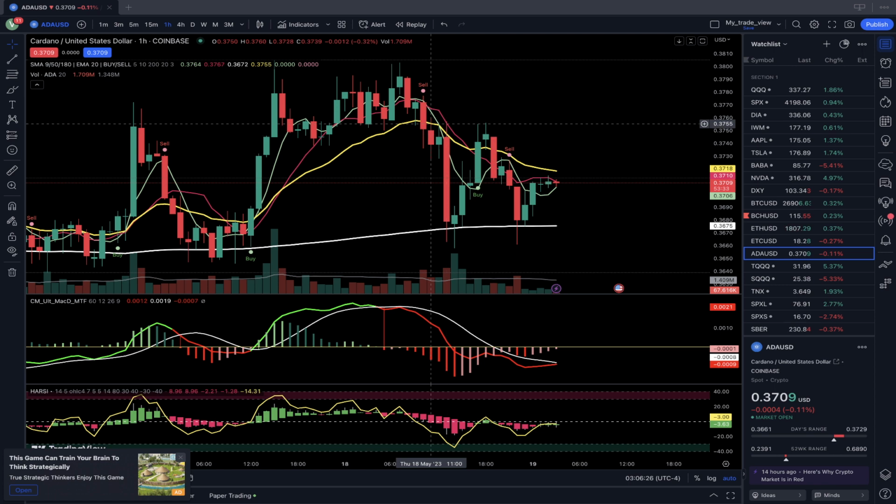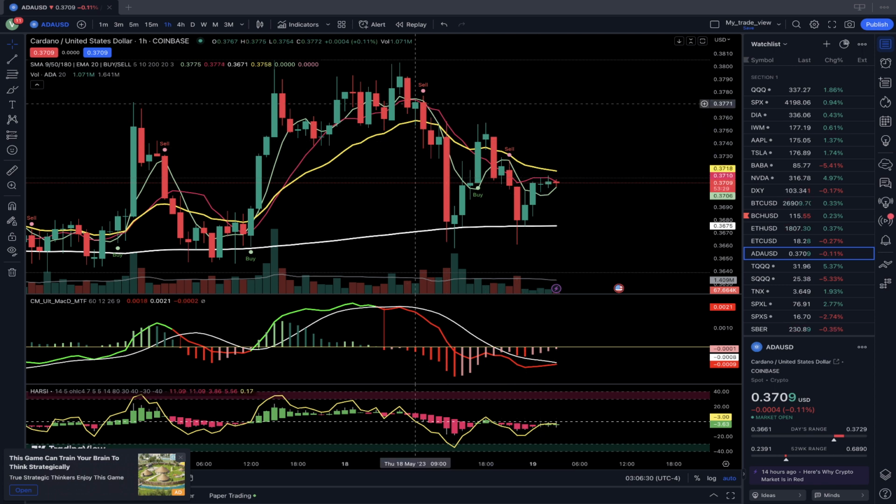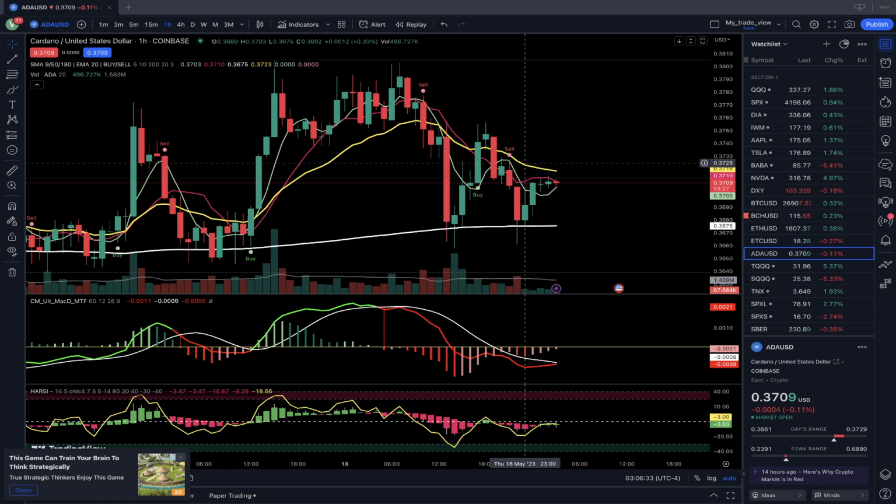But MA5 and 10 are below 20. And 20 is in a downtrend, and bars and moving averages are below 20. This is a sell signal, bearish trend. MACD still red, Heikin-Ashi green, below the zero line. Still a bearish signal for ADA Cardano on the 1 hour time frame.